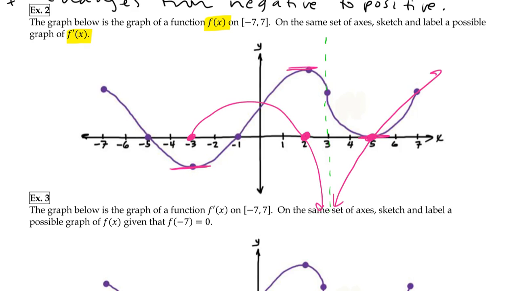Okay, going to the next chunk. Again, you guys, I started here because there was an asymptote because of the vertical tangent. You could have started on the left. That would have been okay.